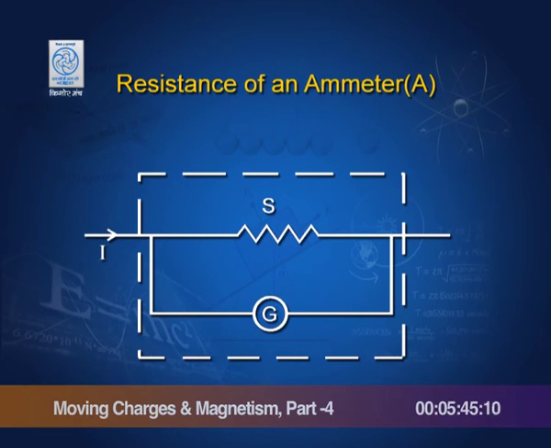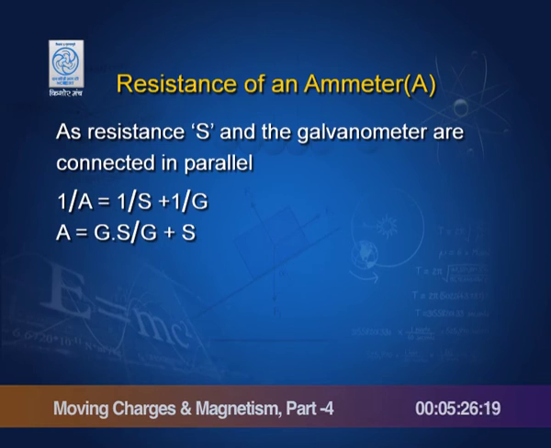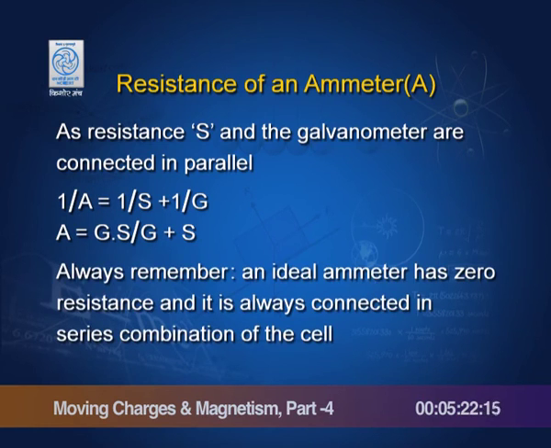Resistance of an ammeter. As the resistance S and the resistance of the galvanometer are in parallel to each other, using the relation of parallel combination of resistors, we get 1 upon A is equal to 1 upon S plus 1 upon G. That means A equals G into S divided by (G plus S). Always remember, an ideal ammeter has 0 resistance and it is always connected in series with the cell.